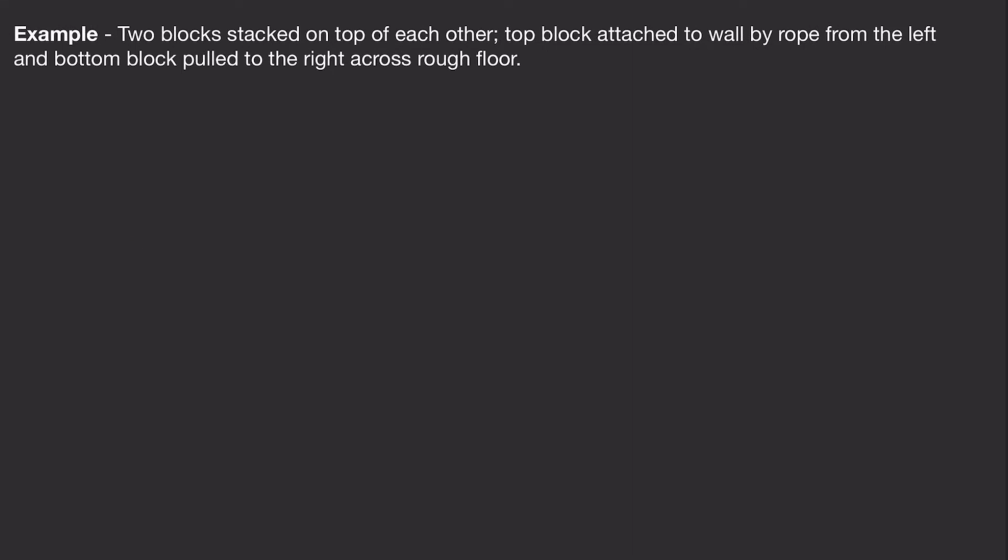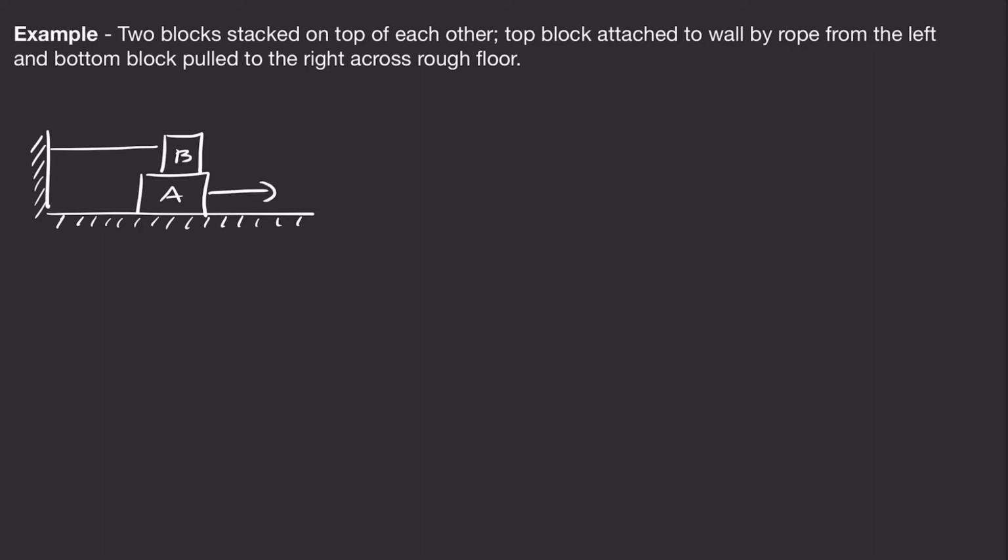In the next example, we have two blocks stacked on top of each other, and the top block is attached to a wall by a rope from the left, and the bottom block is pulled to the right across the rough floor. So this is my wall, and this is my rough floor, and call these blocks A and B. Block B is attached to the wall, and block A is being pulled to the right.